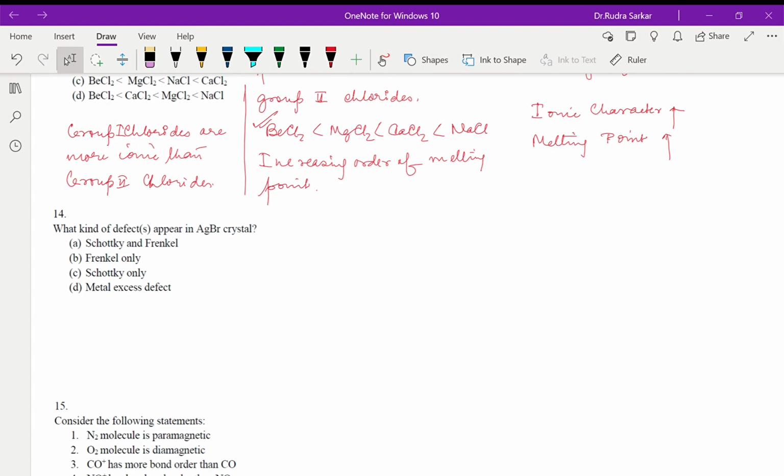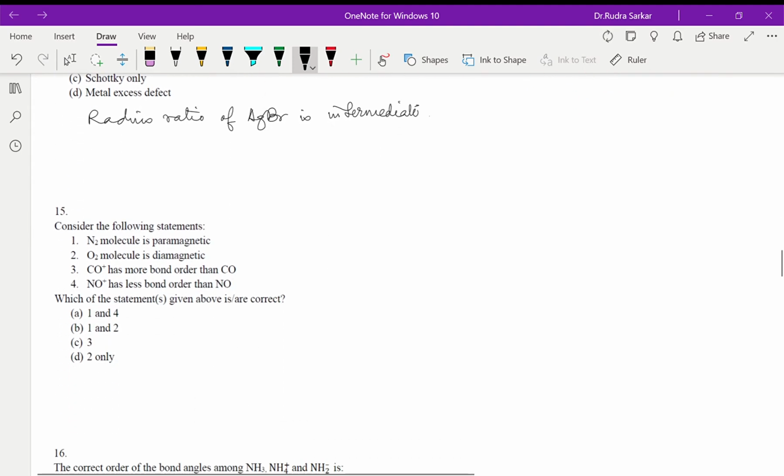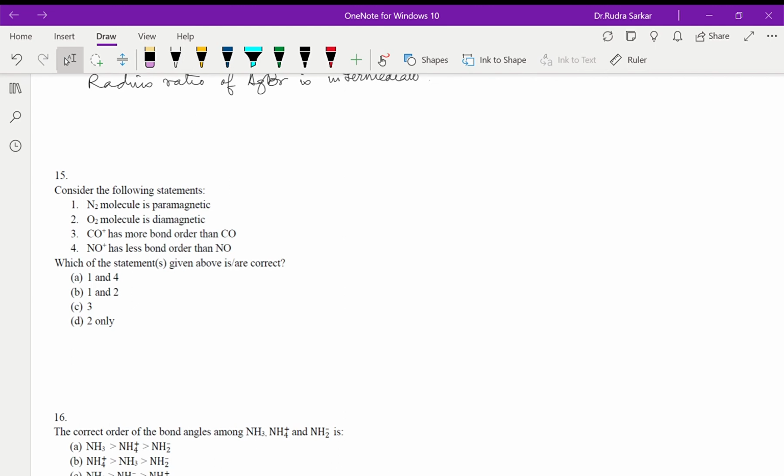What kind of defect appears in the AgBr crystal? The radius ratio of AgBr is intermediate, and so because of this it can exist both as Schottky or as Frenkel defect.